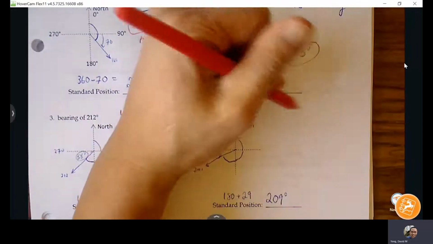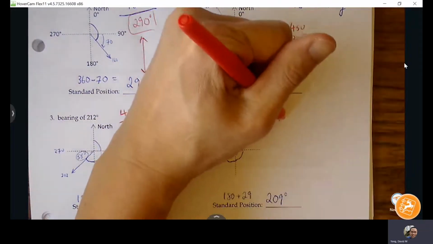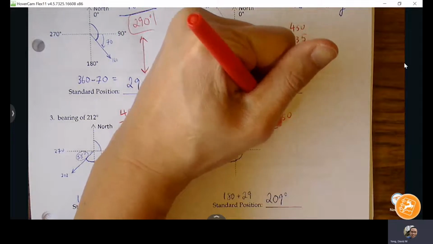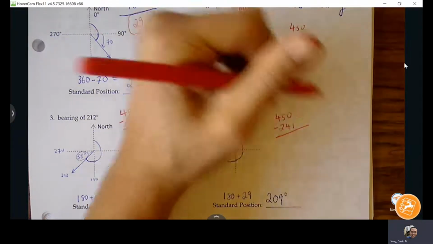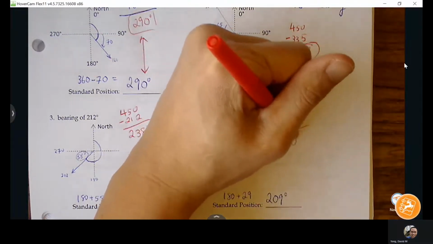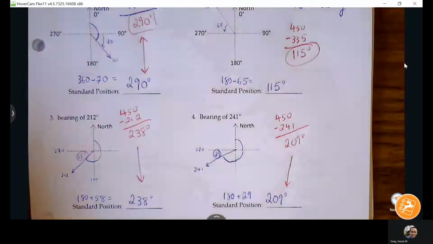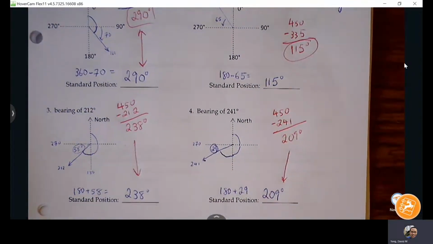If I'm given a bearing of 241, subtract from 450. Okay. Any questions there? Okay.